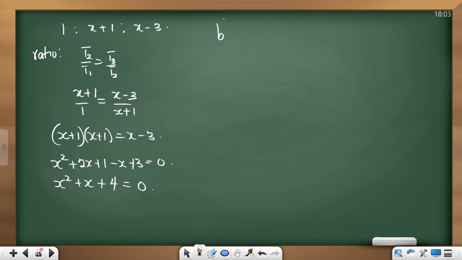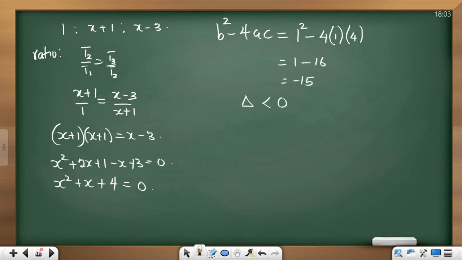Let me quickly show you that there's no solution. What is b squared minus 4ac? Quickly, my discriminant. My b is 1 minus 4. What is my a? 1. And what is my c? 4. All right, 1 minus 16. Since my discriminant is less than 0, the roots are unreal, which means there is no solution. That is me bringing my nature of roots.